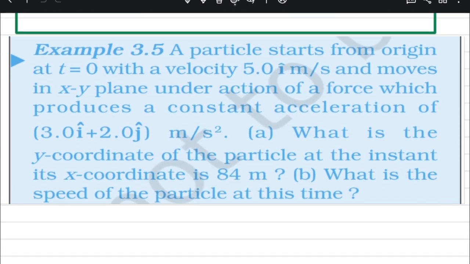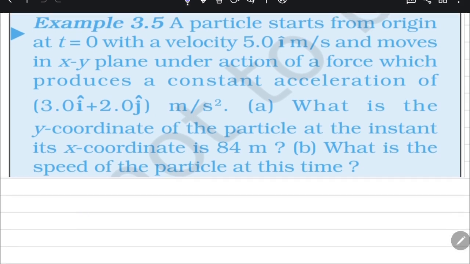This is our question number 5. In this question, they are saying a particle starts from the origin, which means its initial speed is 0 at t equal to 1 second. The particle starts from the origin, which means its initial coordinate is 0.